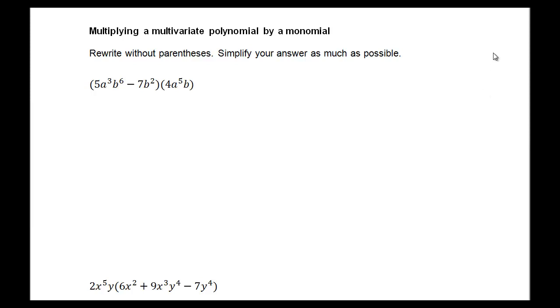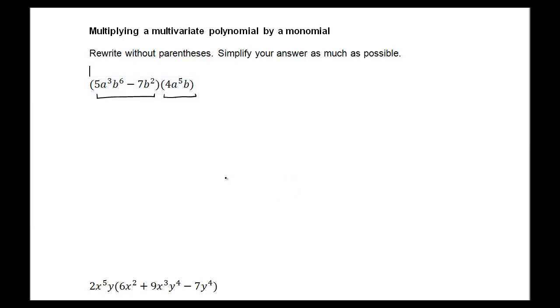Okay, here we have a polynomial. We're going to multiply it by a monomial, but this time we have more than just one variable, so we have a couple of different letters in our expression here. So again, let's go ahead and take a look. I have a binomial here, and I have a monomial here.